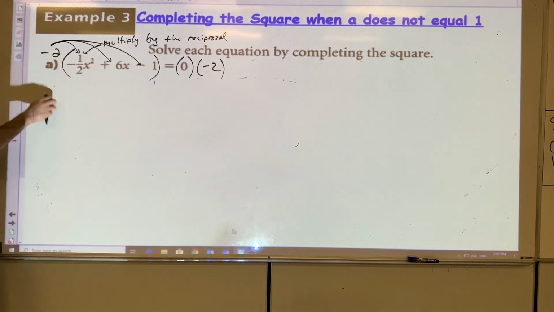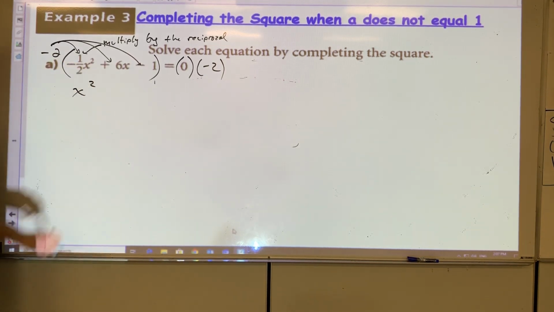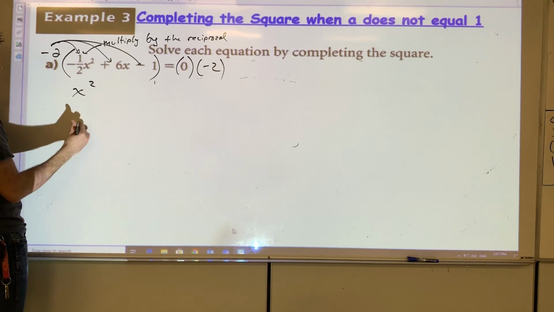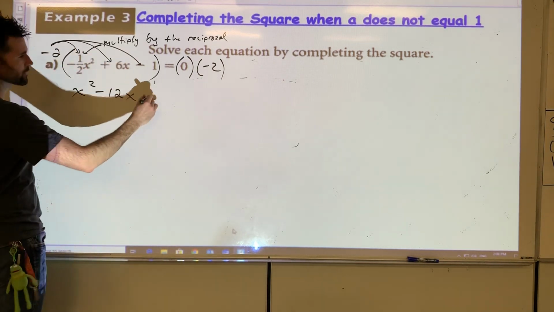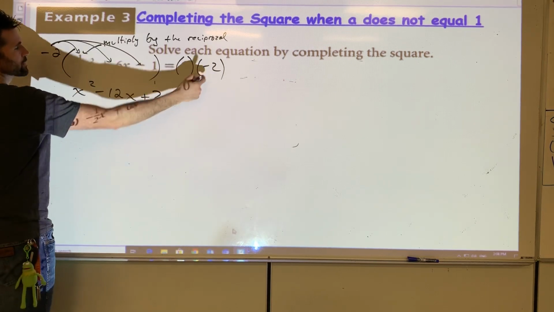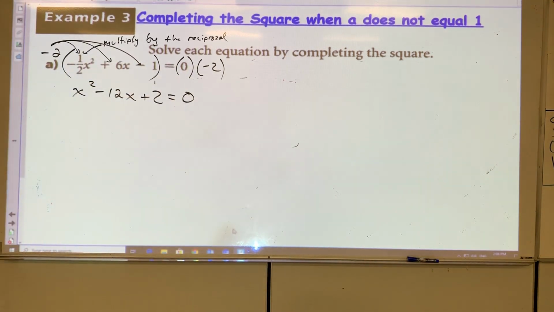So negative 2 times negative 1/2 just gives me positive x squared. Negative 2 times positive 6 gives me negative 12x. Negative 2 times negative 1 gives me positive 2. 0 times negative 2 is still 0. Done.